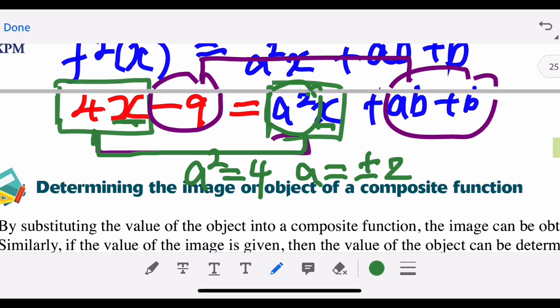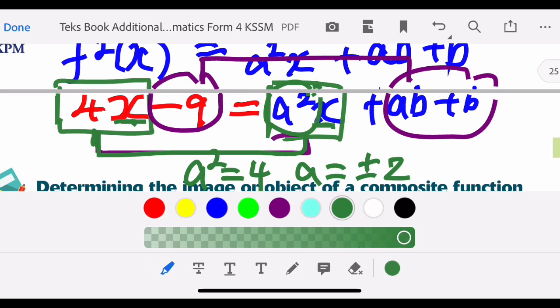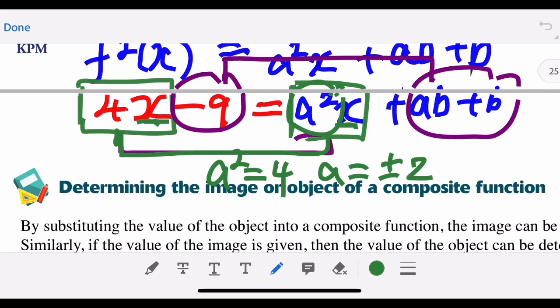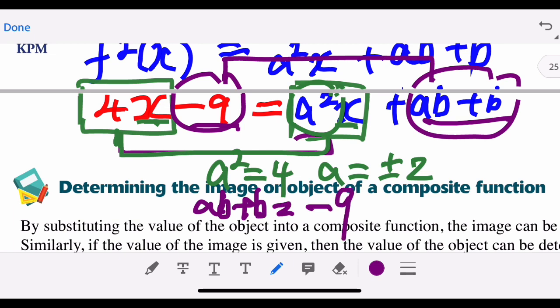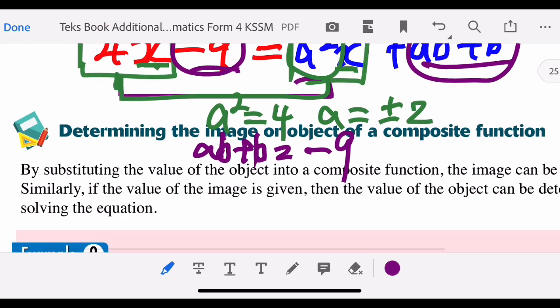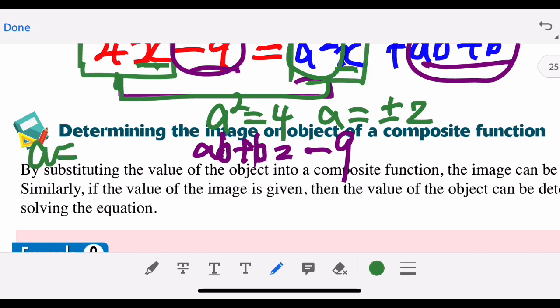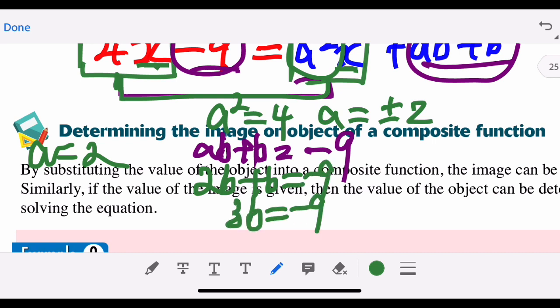Okay, then if you observe the purple color one, this AB plus B should be equal to negative 9. AB plus B should be equal to negative 9. So now the value of B depends on the value of A. If A is 2, then you have 2B plus B equal to negative 9. Then 3B equal to negative 9. That means B is negative 3, right?